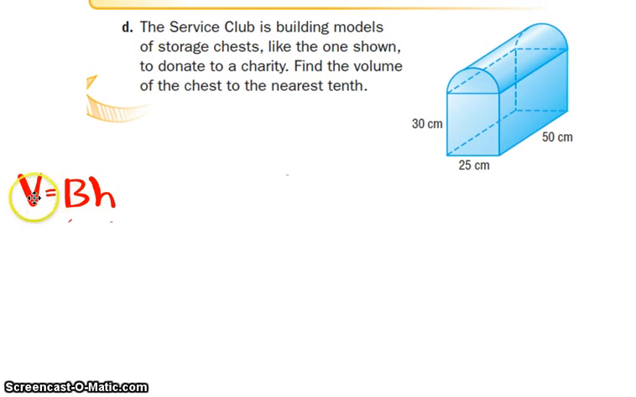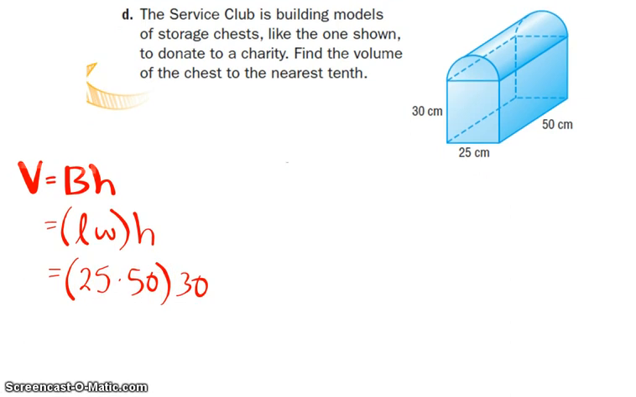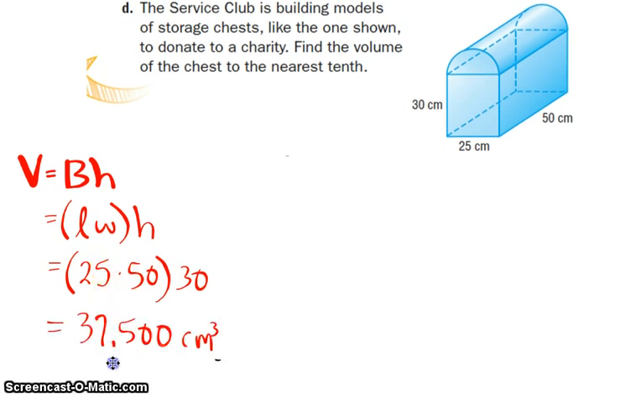Okay. V equals capital B times H. Okay, we're going to take out that capital B, the area of the base, and we're going to replace it with length times width. So length times width times the height, or 25 times 50 times 30. And again, if you have these two reversed, it's okay. That's not a big deal. Okay, and we should end up with 37,500 centimeters cubed.